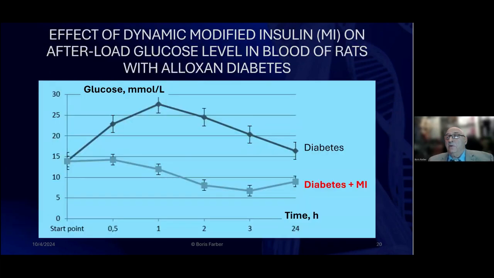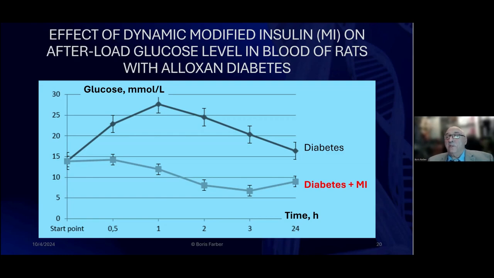And in an experiment on rats with alloxan-induced diabetes, a single oral administration of such a mixture of peptides stabilized the glucose level in the rat's blood almost at the normal level within 24 hours. Almost normal, 24 hours. The rapid and significant reduction of blood glucose level within just 1 hour of administration is particularly noteworthy.